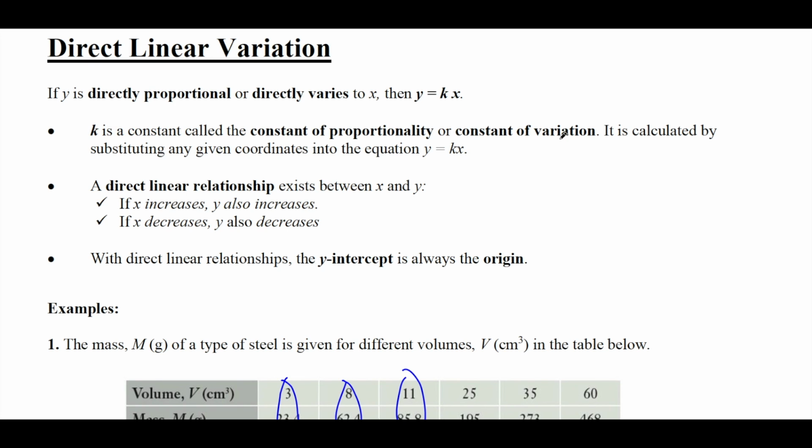Okay, so if I have a relationship that's something like this, y is equal to 2x plus 1, this is not a direct linear variation because it has a y-intercept of 1, and it does not go through the origin. It has to go through the origin in order for it to be a direct linear variation. So this is not direct.